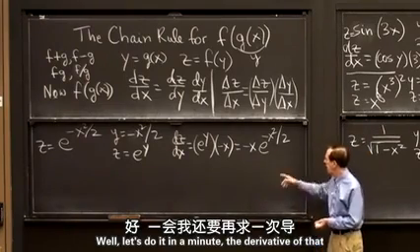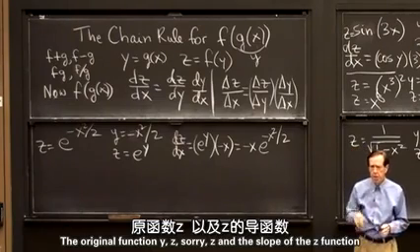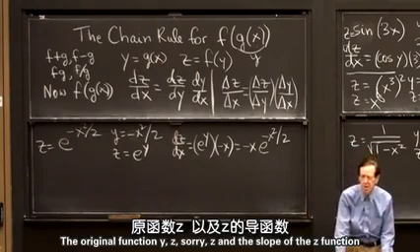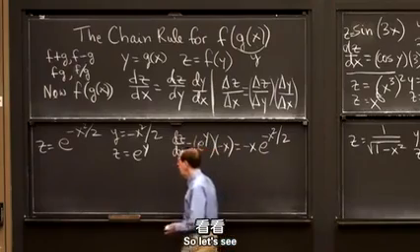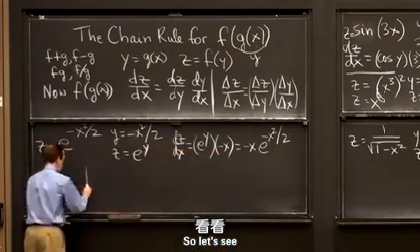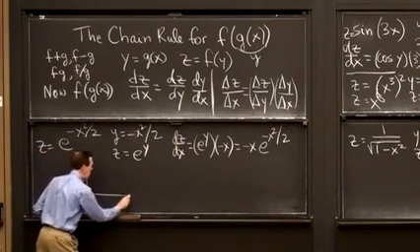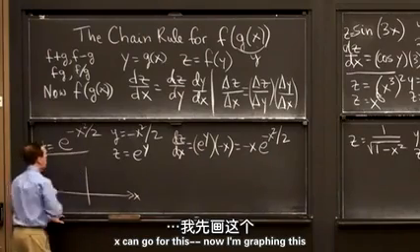The derivative of that. Okay, I'd like to graph these functions. The original function z, and the slope of the z function. Okay? So, let's see. X can have any sign. Now, I'm graphing this.